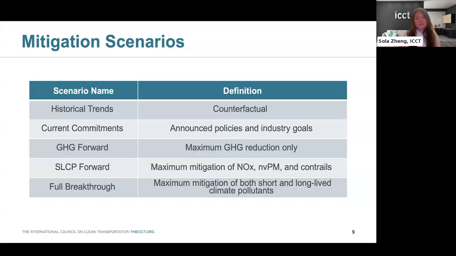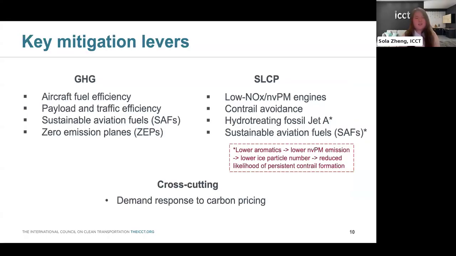And then we have 3 scenarios. One of them focuses on maximum GHG reduction. The other one focuses on maximum SLCP mitigation. And the full breakthrough scenario is the combination of the two scenarios above to represent the highest ambition scenario in our model. And within these scenarios, there are different levels of technology uptake being incorporated. And on the greenhouse gas side, it's the same three main mitigation levers: fuel efficiency, SAF, and SAP.